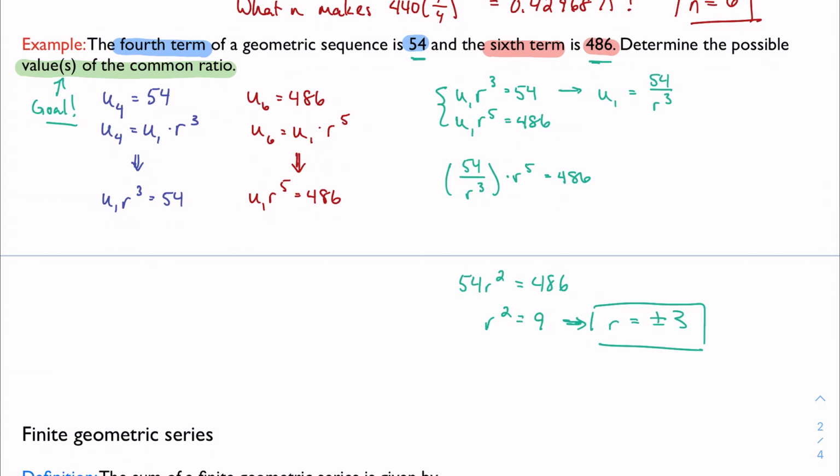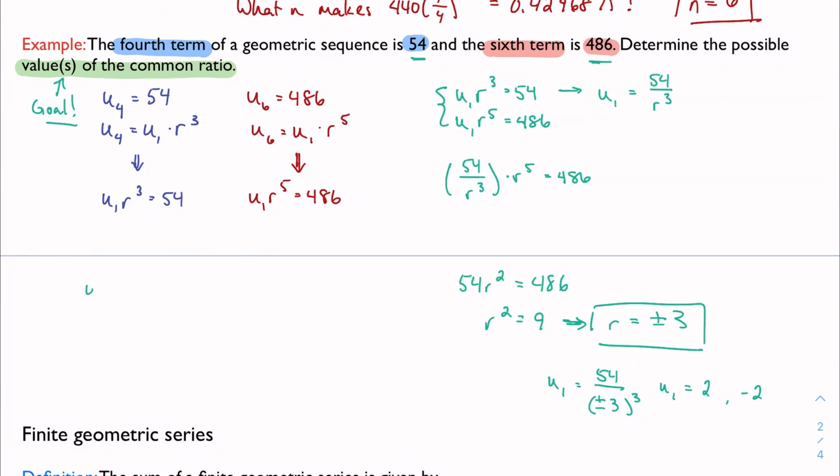And if I wanted to, I could actually go through and finish out the system and express the two common ratios if I asked for it. I didn't here, but it's good practice for now. So let's actually find U1. U1 is going to be 54 over either plus or minus 3 cubed. Well, if it's plus 3 cubed, then it's 54 over 27, which is 2. And if it's negative 3 cubed, it's 54 over negative 27, and U1 is negative 2.